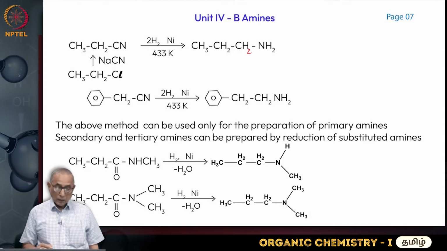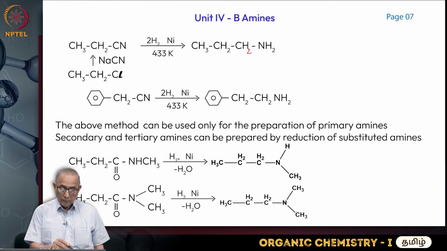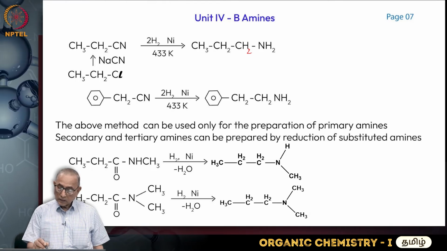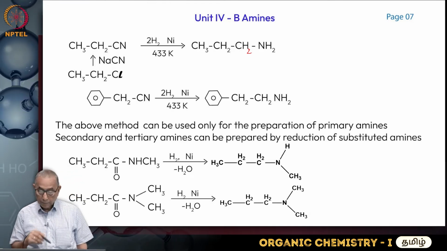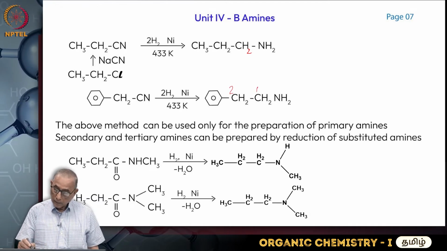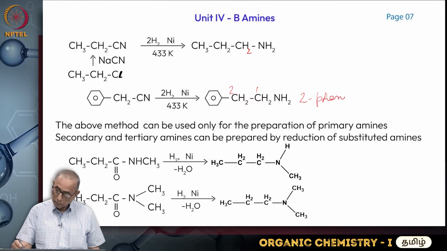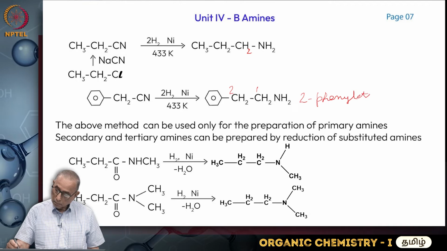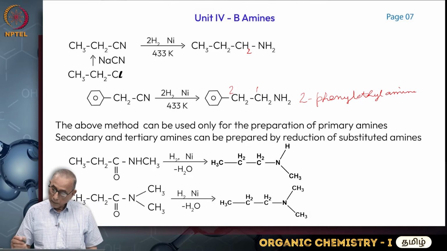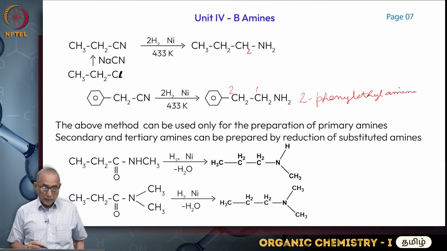அதே மாதிரி benzyl chloride, CH2Cl இருந்ததுனாக்க அதை potassium cyanide ஓட react பண்ணாக்க you get phenyl ring CH2CN. இதை reduce பண்ணாக்க you get benzene ring CH2CH2NH2. Phenyl ethylamine, 2-phenyl ethylamine. The above method can be used only for the preparation of primary amines.